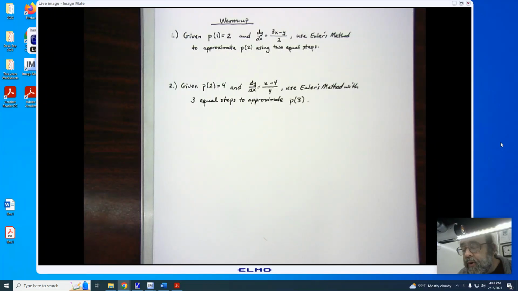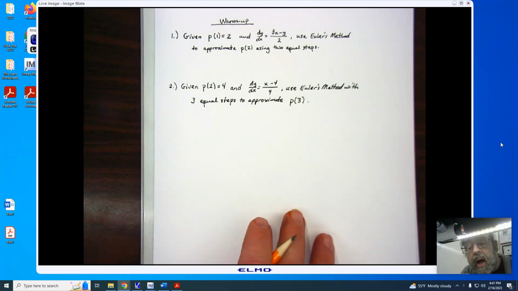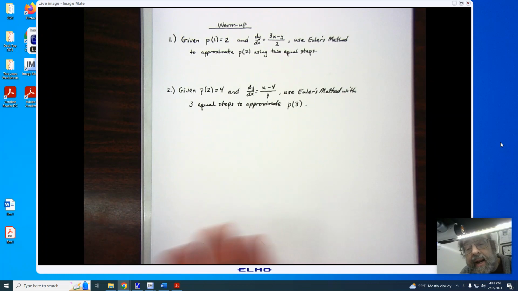I'm going to be going over the warm-up for the Friday prior to our holiday on Euler's method. In front of you, you'll notice I've got the two problems which were our warm-up for today, and hopefully you're looking at it in an effort to try to learn the material. We are given P of 1 equals 2, and we're told that dy dx is (3x minus y) over 2. We're going to use Euler's method to approximate P of 2 using two equal steps.